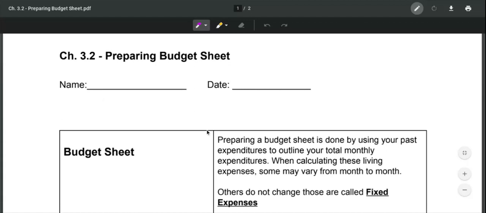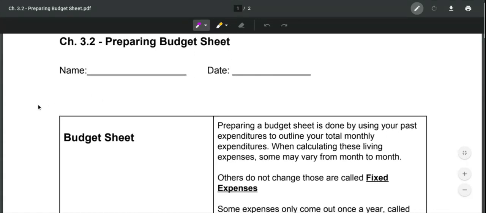This should be another quick video. So the second section of this chapter is preparing your budget sheet. Pretty much what we're going to do is look at an example of a budget sheet, figure out the ins and outs of it, and then for your homework you'll have to create one.